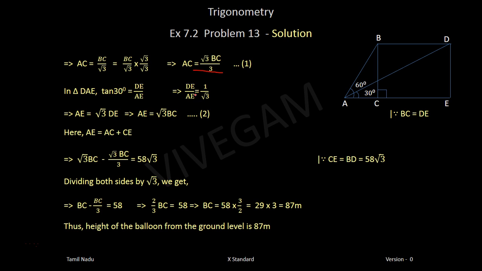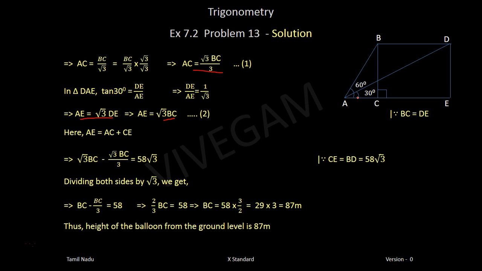Now we will have to get AE, right? So AE will be equal to DE into root 3. Just cross multiply, it will go up. Okay, so AE equal to root 3 DE. But what is DE? If you look at the figure, DE and BC are equal. So we can write AE as root 3 BC.